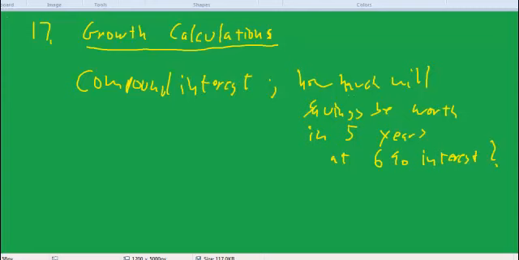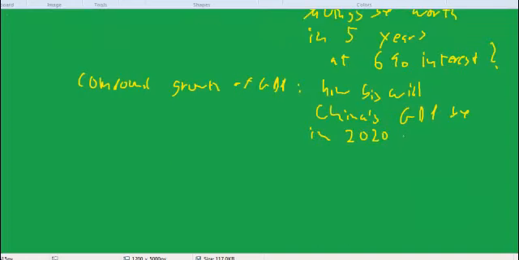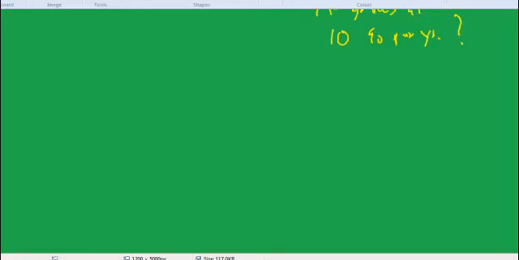Now, how much will you have in the bank if you start out with $1,000 and it accumulates at 6% interest for 5 years? And it also can be used for compound growth of GDP. So a question like, how big will China's GDP be in 2020 if it grows at 10% per year? So these are the sorts of questions we can answer using this growth arithmetic or growth calculations.